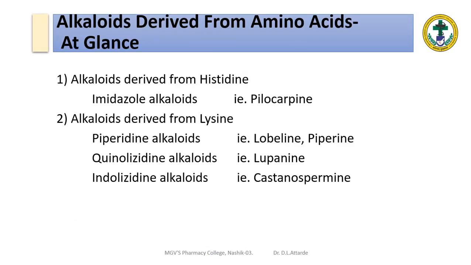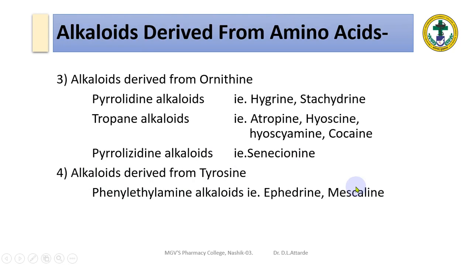Now which alkaloids form from amino acids, that we'll see at a glance. Alkaloids derived from histidine are imidazole alkaloids, pilocarpine. Alkaloids which are derived from lysine are piperidine alkaloids, lobeline, piperine, and quinolizidine alkaloids, lupinine. These are examples of alkaloids. Indolizidine alkaloids, that is castanospermine. Alkaloids which are derived from ornithine. We had seen how glutamate is involved in the formation of ornithine. So pyrrolidine alkaloids, which form from ornithine, are hygrine, stachydrine.